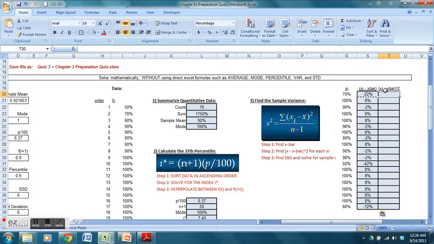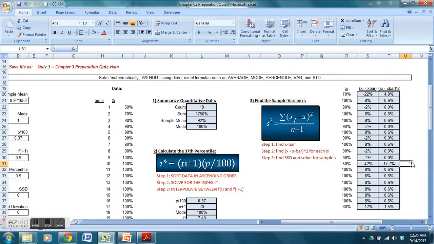And anyways, now we're looking for xi minus x bar squared. So we're just going to take this cell right here and square it. And I'm going to copy that, bring it all the way down, and paste. Looks like everything came up right.